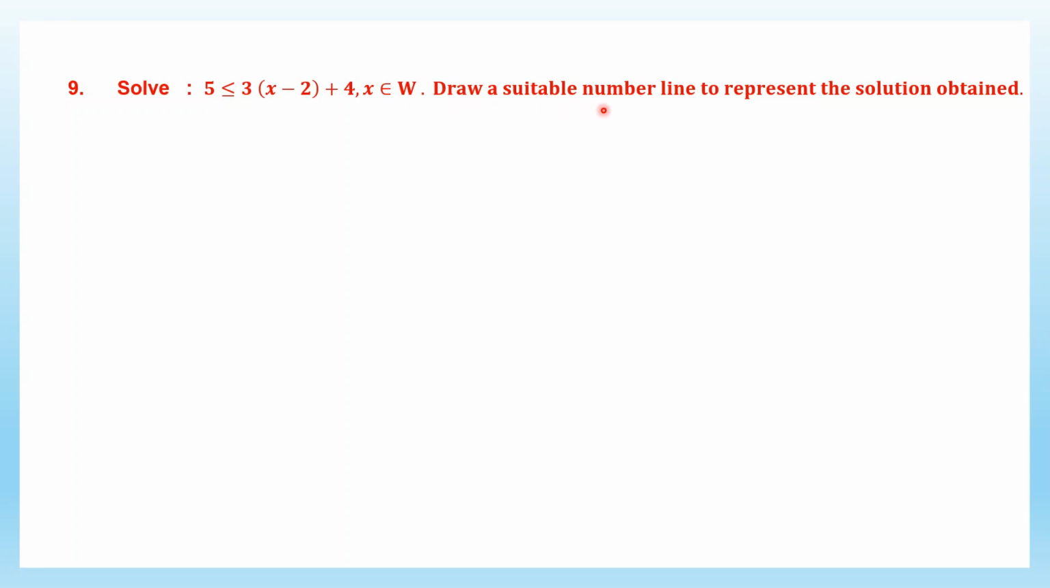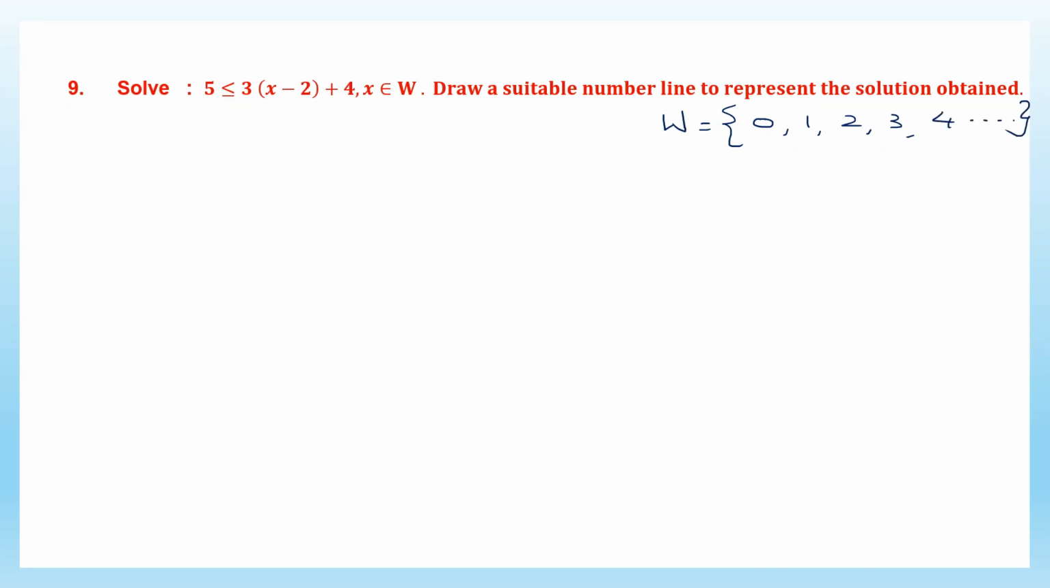Now we need to draw a suitable number line to represent the solution obtained. So first let's write down the values for a whole number. Whole numbers start from 0. So let's write a few numbers: 0, 1, 2, 3, 4 and so on.